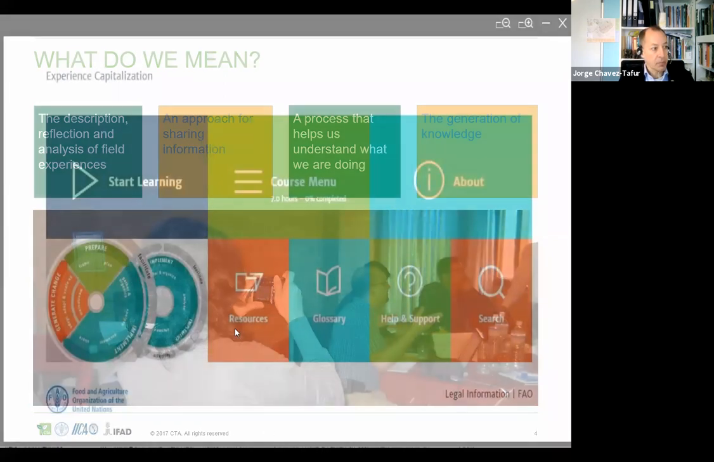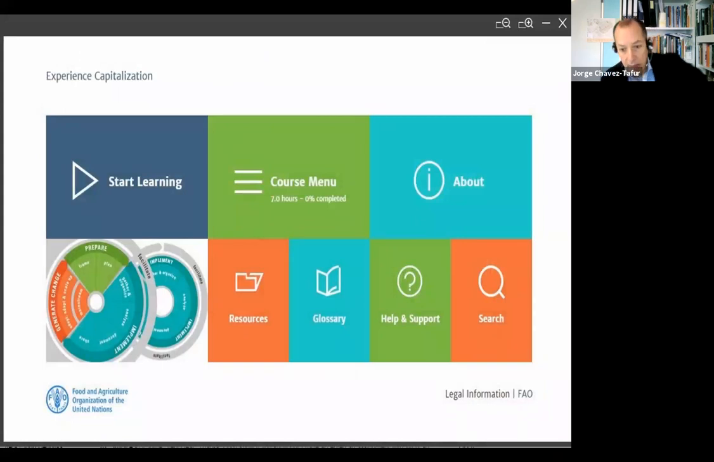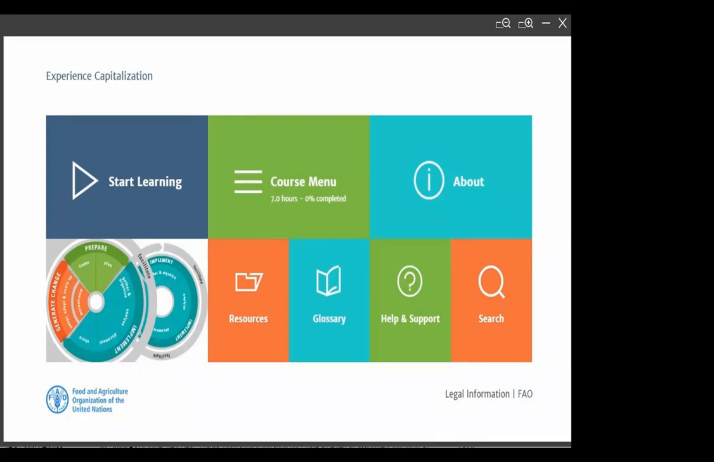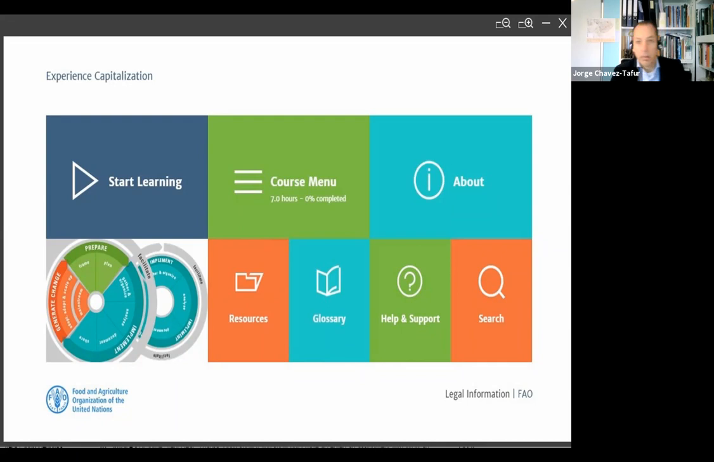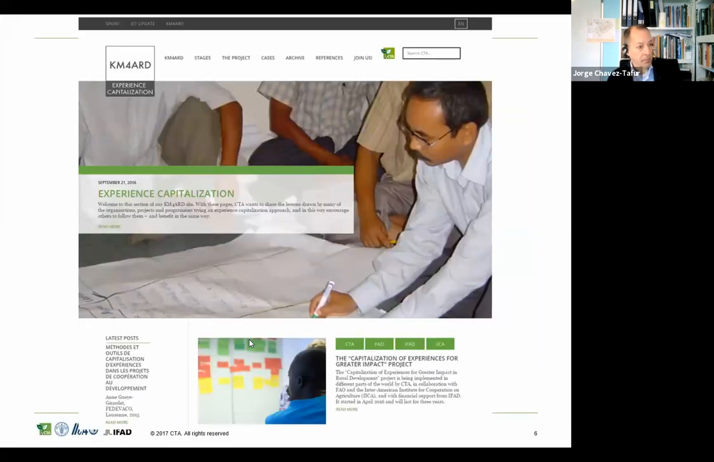Of course, I said this builds on the work of many different organizations. This is not invented by CTA. Please don't see it like that. There's a lot of work put together by FAO, for example, and recently by GFRAS. I told you about this the other day. And of course, you already have some of the links and some of the resources which are available online for free. So I think there's a lot from where we can pick up ideas. We put a website with the project, which is still visible.